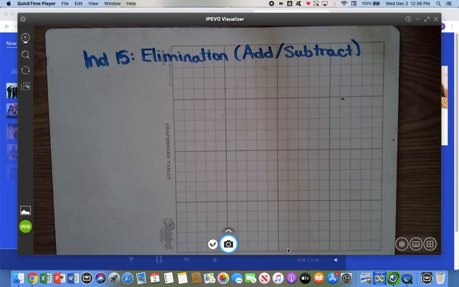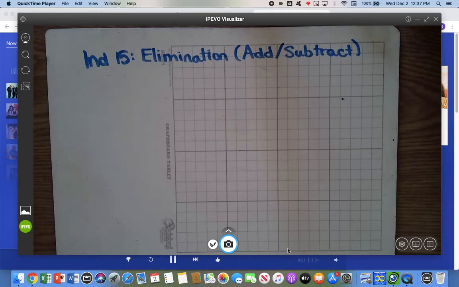So we're going to have two equations, and we're looking for that solution that works for both equations. If you think about it graphically, it's that point of intersection. And I'm going to show you guys another way to solve. So we have solved by actually physically graphing them and finding the point of intersection. That was indicator 13. And then in indicator 14, you learned how to solve them with substitution, where we plugged in things that we knew into the other equation and solved.